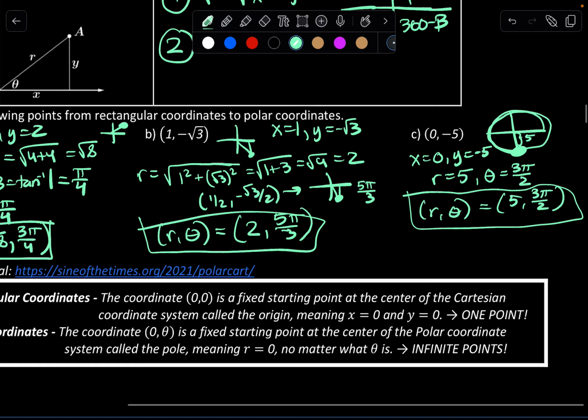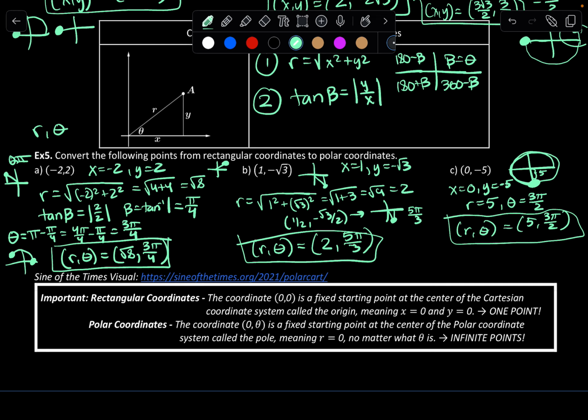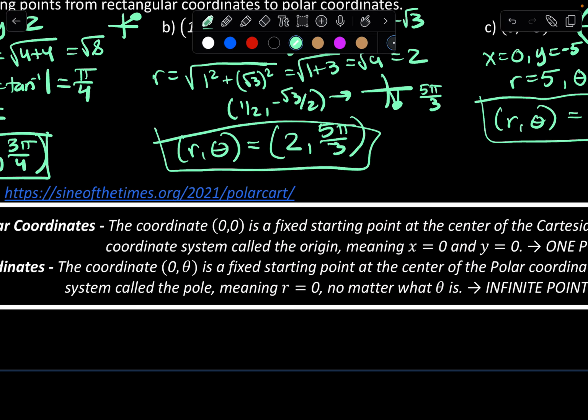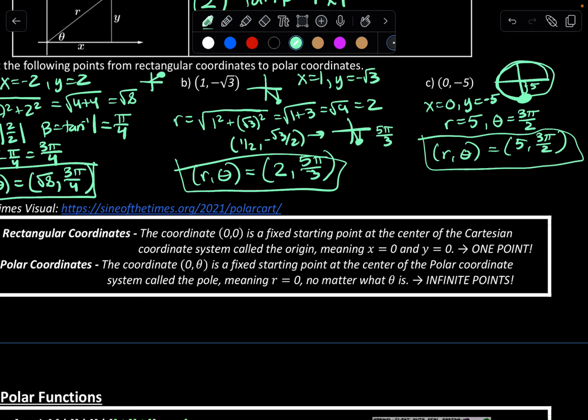All right, and then the last note is that for rectangular, the coordinate (0, 0) is a fixed starting point at the center of the Cartesian coordinate system called the origin, meaning x equals 0, y equals 0. It's the only way to represent the origin. However, in polar, the coordinate (0, theta) is a fixed starting point at the center. This is called the pole, meaning the radius is 0, no matter what the angle is.